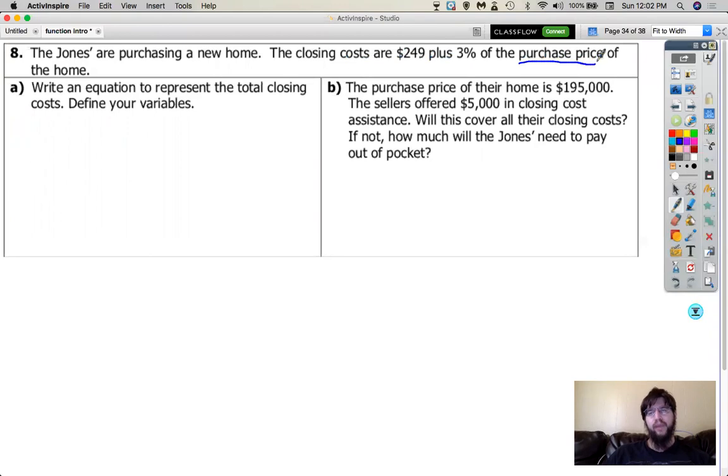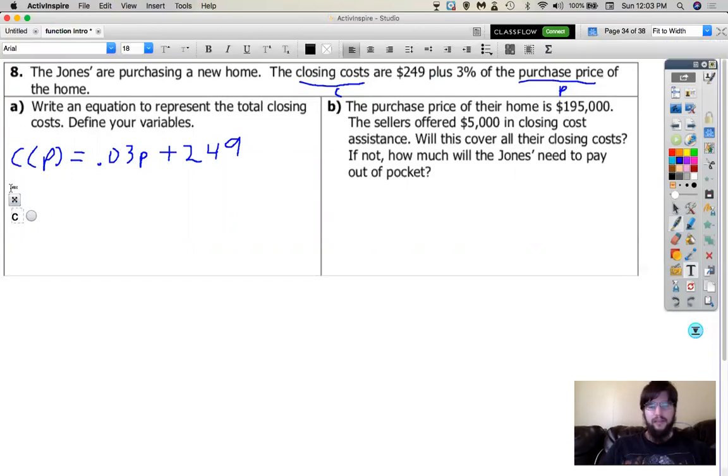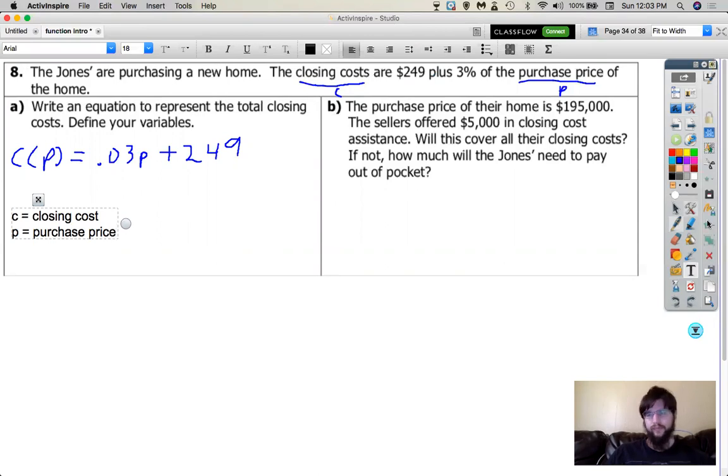Well, I'm going to call that P, I guess. I'm going to call that C, I guess. Why not? So C of P equals, okay, so we want it in slope-intercept form. So 3%, that is 0.03 as a decimal, plus 249. Okay, if you don't know what 3% is, I'm not sure how to help you. Divide it by 100. That's what percent means, per 100. And here C is closing costs, P is purchase price. Bit of alliteration there.